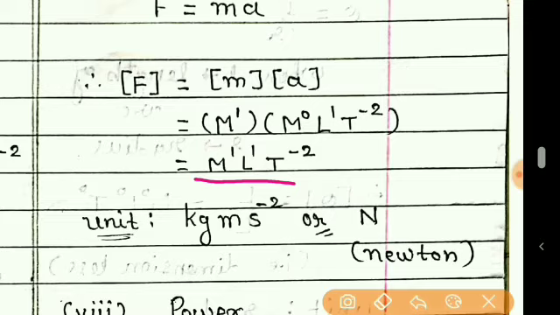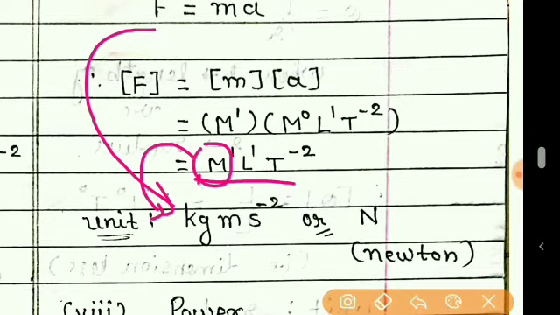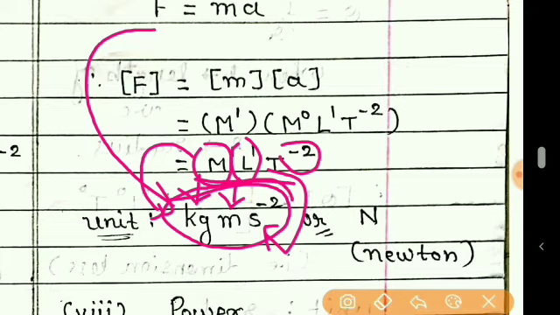Now about unit. From the formula also you can write the unit, or from the dimensional formula also you can write the unit. Here there is mass, so mass is in kg, length is in meter, and time is in second. So T raised to minus 2 means second raised to minus 2. So unit in SI system is kg meter per second square.